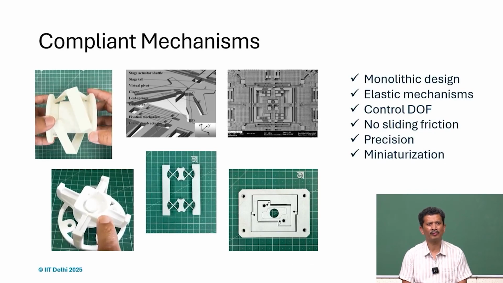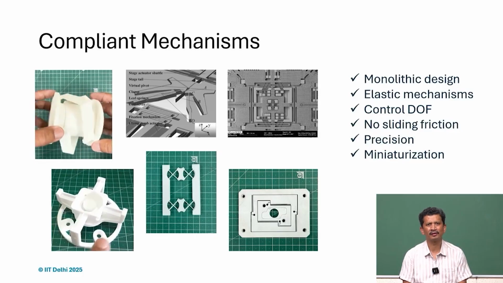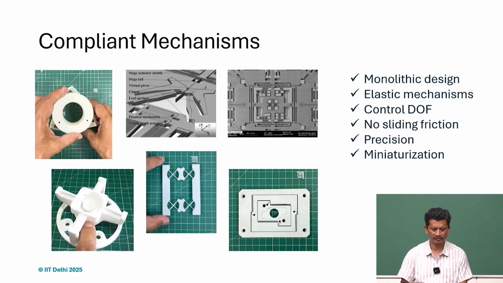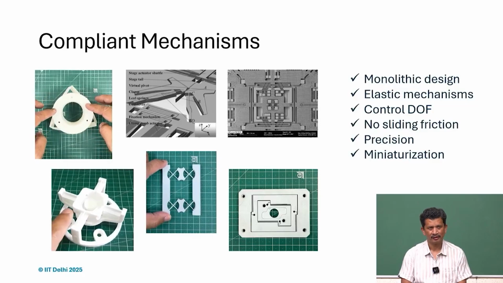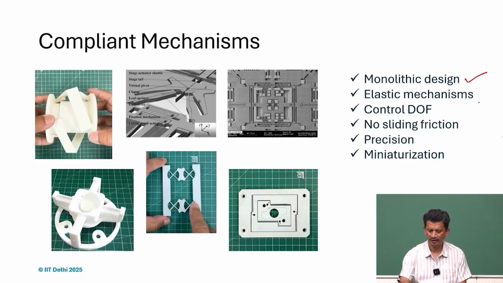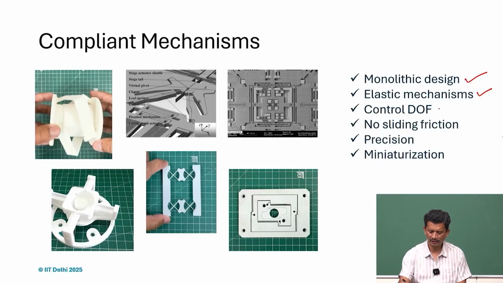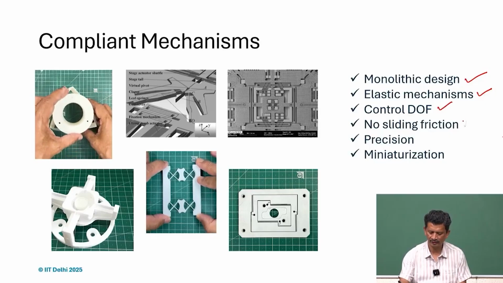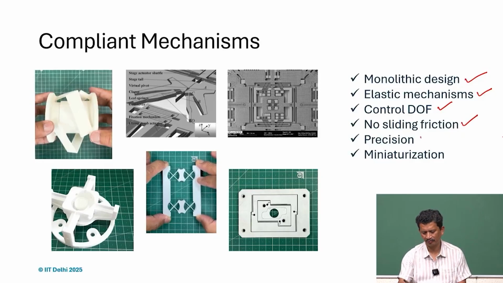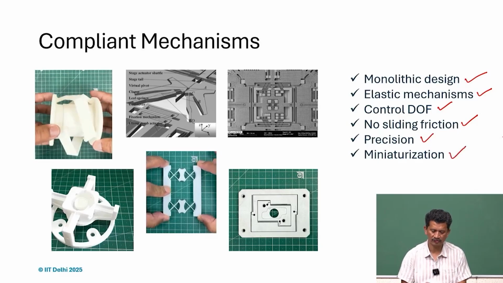So we have been talking about compliant mechanisms since we started this course, and we learned about various advantages. Yes, it's a monolithic design, it's elastic. Yes, we can control various degrees of freedom. We also say that there is no sliding friction, and because of that we can get higher precision, repeatability, and because it's a monolithic design, we can also have miniaturization.